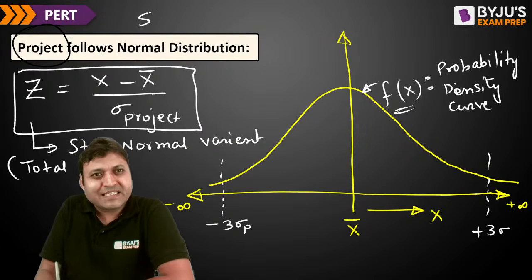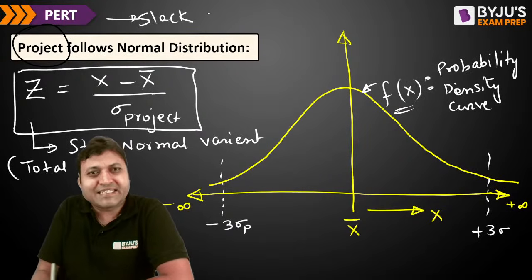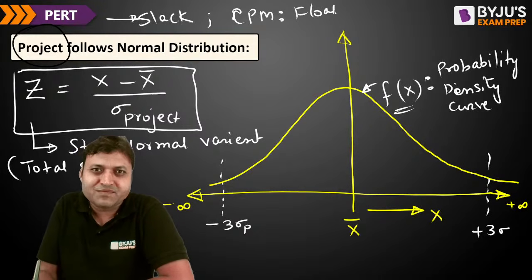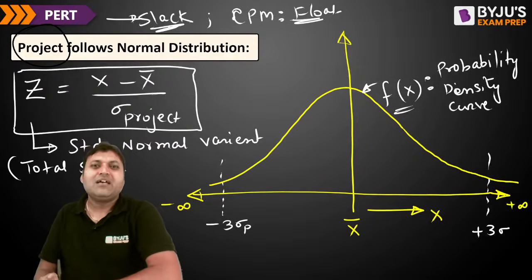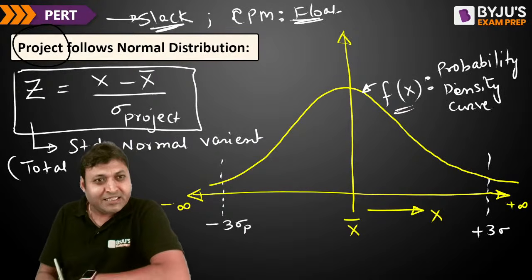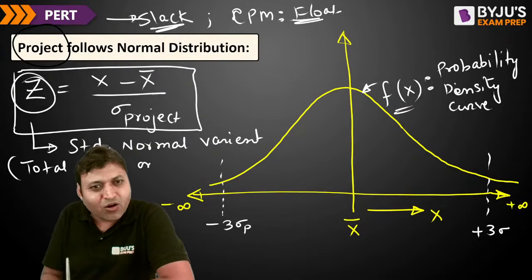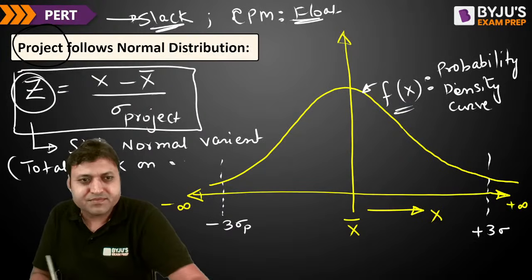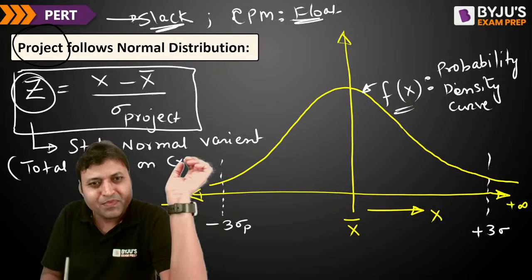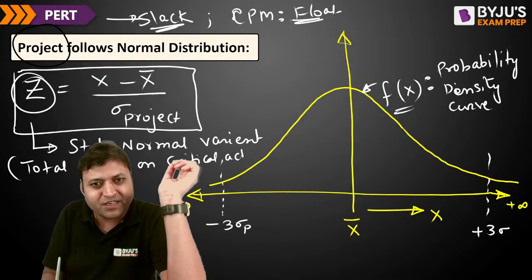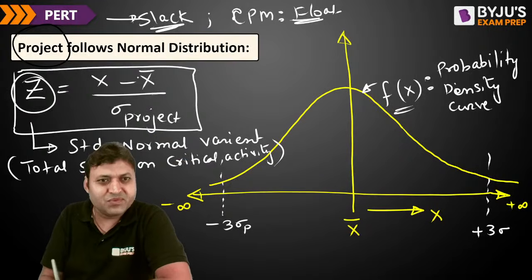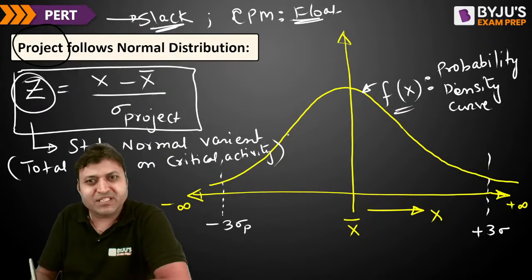Slack is float. Slack is used in PERT, and the same concept is used in CPM with the name float, total float. In CPM, we use the word float, the extra time available with an activity. That represents the total slack on critical activities. Total slack on critical activity. Z is equal to x minus x bar upon sigma for the project.